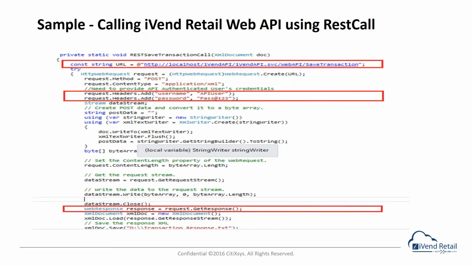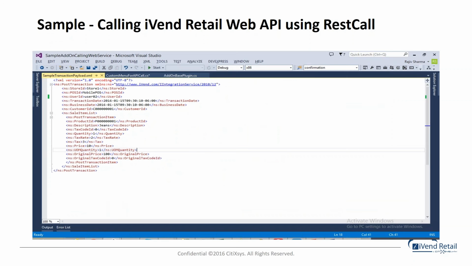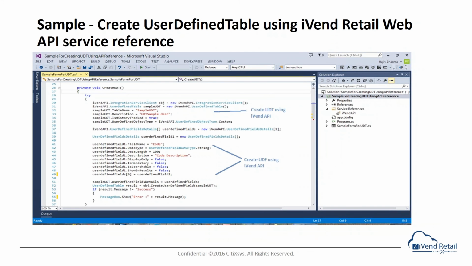So I'll move to the samples. All the samples referred to in this PPT are available on CKP. This is the same sample I have explained. This is a REST call to iVend API, a sample payload, and we'll move to the next sample.